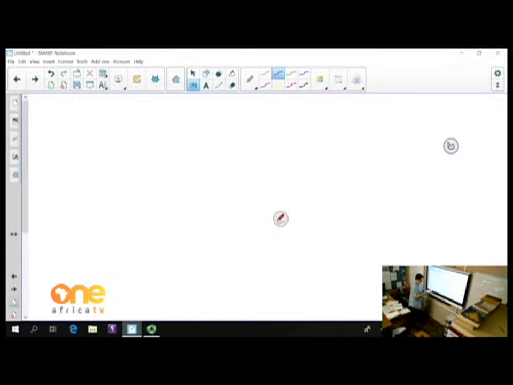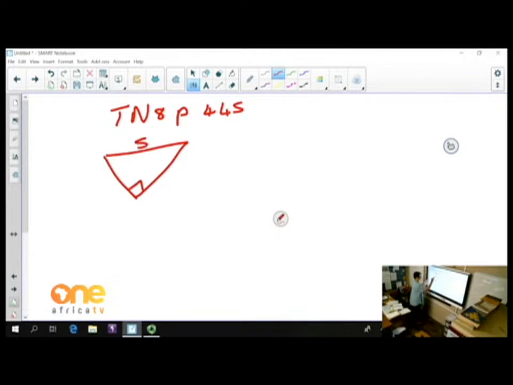Right, so the next one now is Try Now 8. Page 445. Try Now 8. So for each of the following right angles, we're going to do the same thing, but this time we have values there. So there's the first right angle triangle, 5, 3, 4. And they want A. So this is A, so we're working from there.